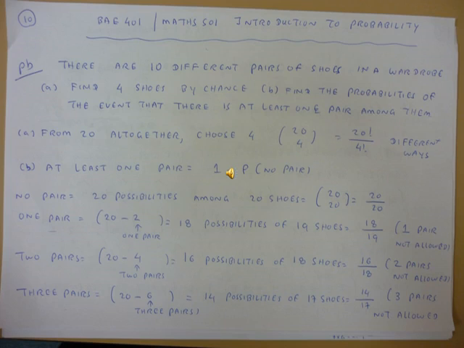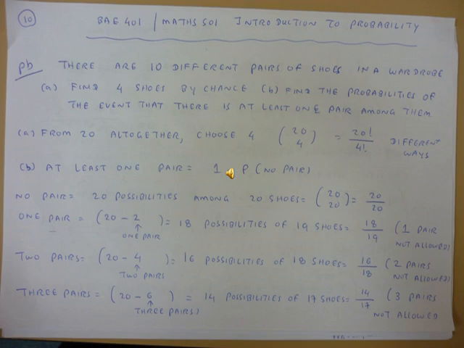And part B is at least one pair. So you have to take out at least one pair, so there will be an equation written. The equation will be 1 minus the probability of no pair. So the probability to get at least one pair is equal to 1 minus the probability.